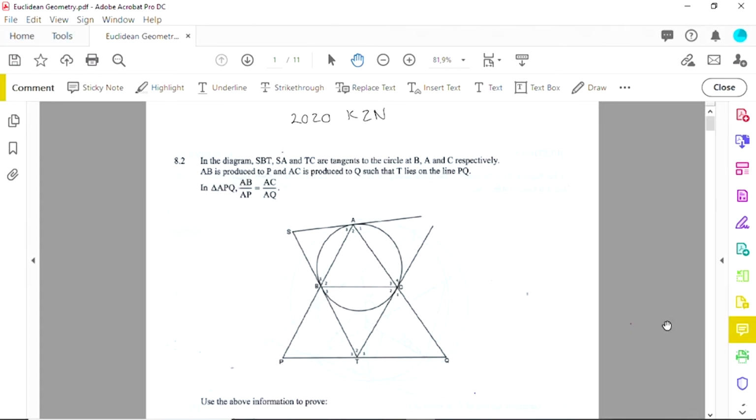On this part of the video, we'll be looking at question number 8, 9, and 10 of paper 2, which is Euclidean geometry. As an example, we'll start off with the 2020 UKZN paper.